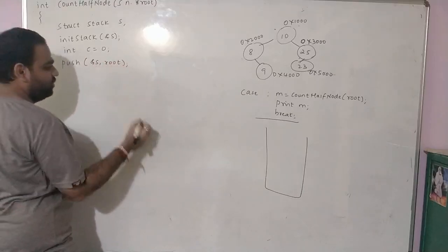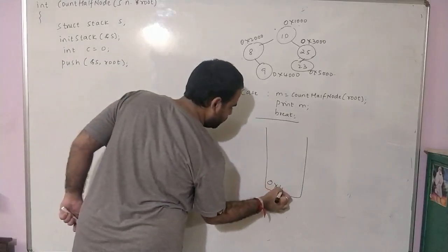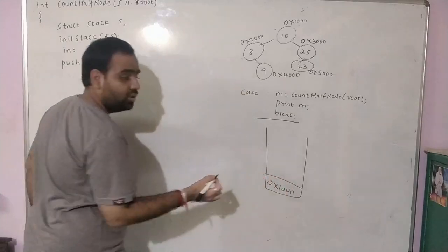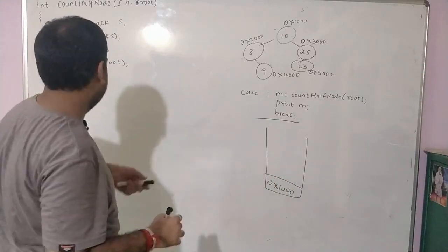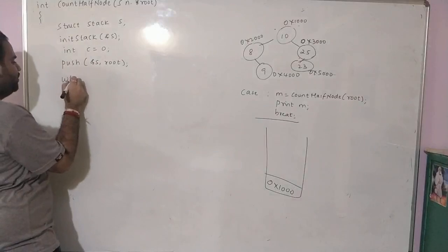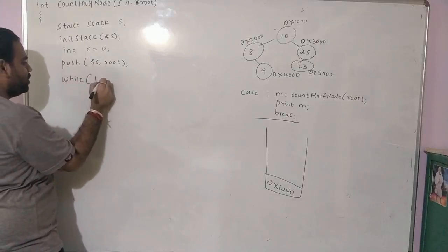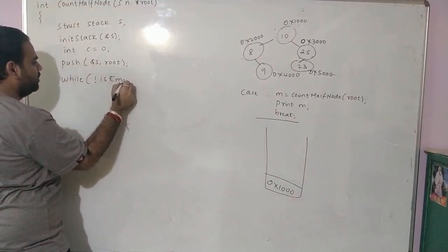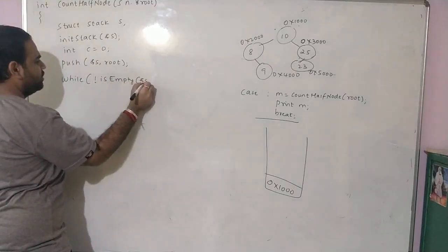Now what is the value of root? The value of root is 0x1000. Okay, now still the stack is not empty, we need to process it. Hence we write while not is empty of stack. Yes, stack is not empty.